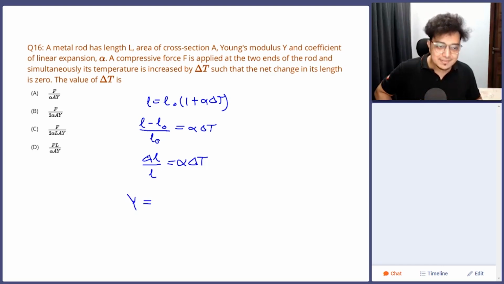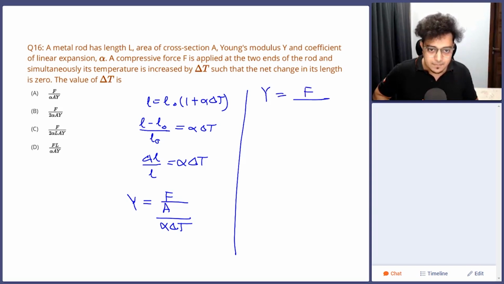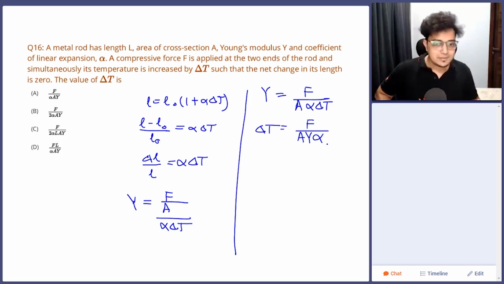So let's go to the Young's modulus formula. Young's modulus is thermal stress, which is force applied upon area, divided by thermal strain, which is alpha delta T. Now rearrange this. Y will be equal to F upon A alpha delta T. We have to get value of delta T, so delta T goes up. So F upon A Y alpha. Anything is missing? No. F upon A Y alpha. So A is correct answer.